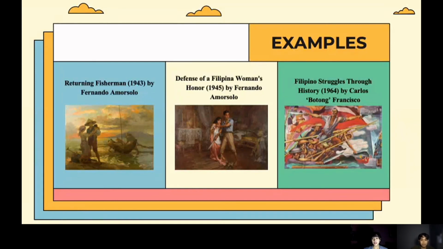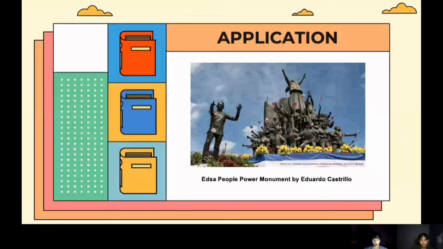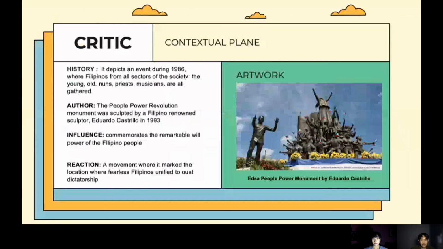So now I would like to introduce to everyone the art that we chose for our contextual plane art, which is the EDSA People Power Monument by Eduardo Castrillo. We critique this artwork on the contextual plane by its history, author, influence, and reaction. I know that almost everyone here is very familiar with this art, right? So now let's proceed to its critique that would be explained by Mr. Pascual.